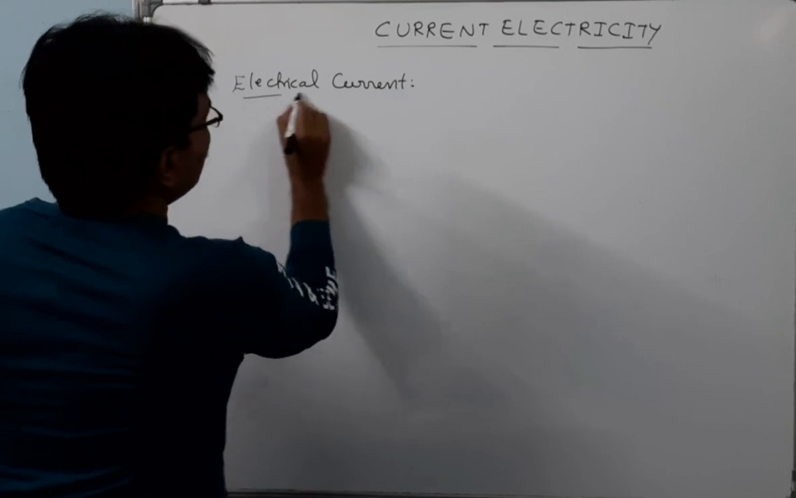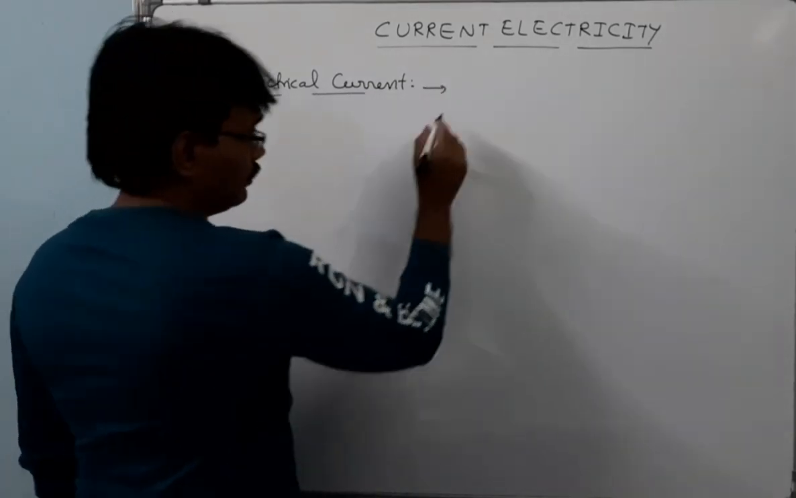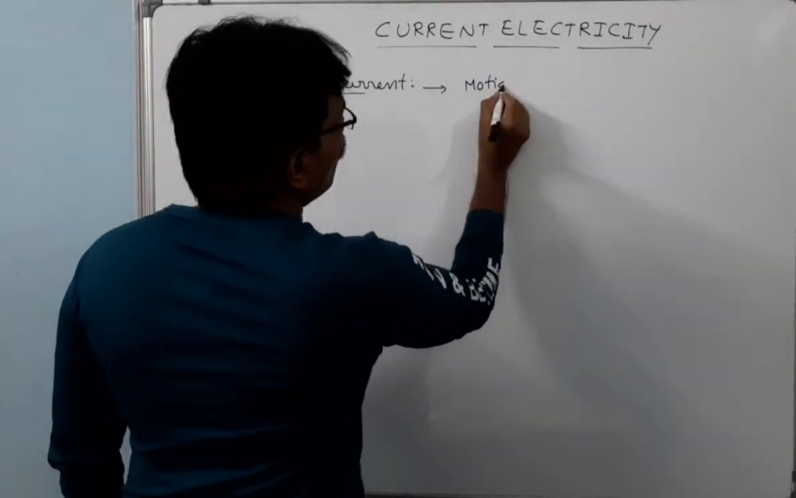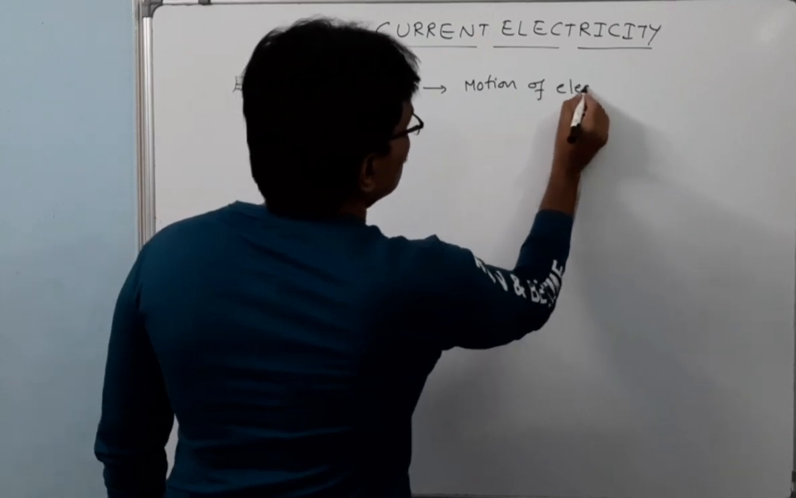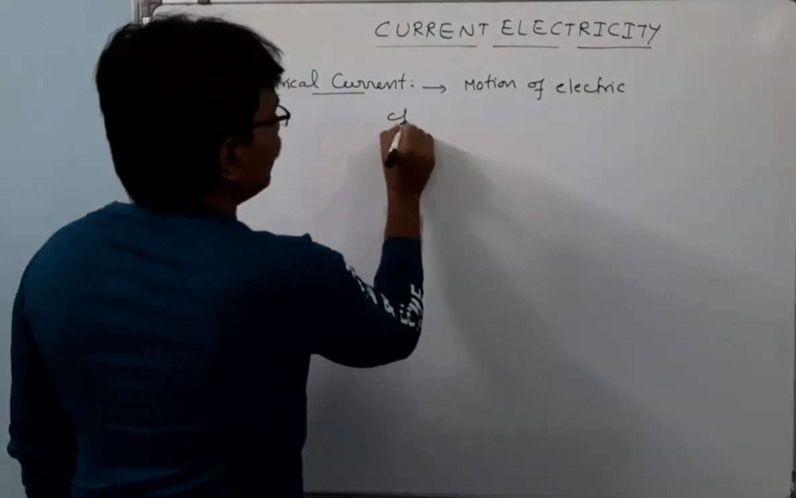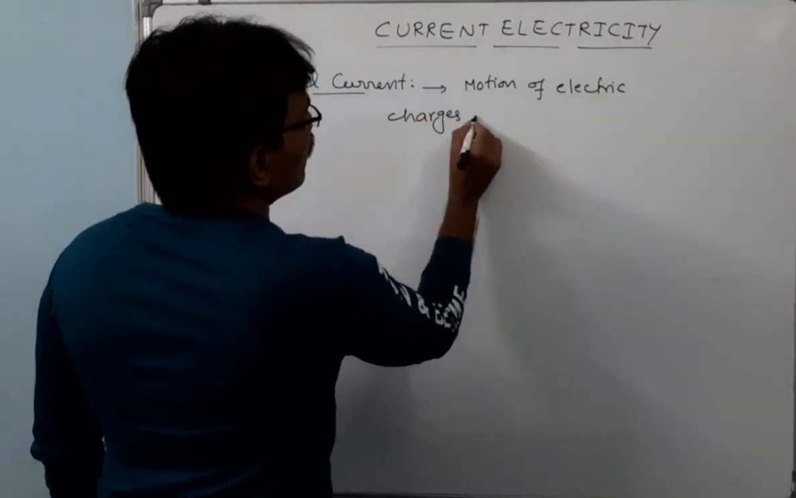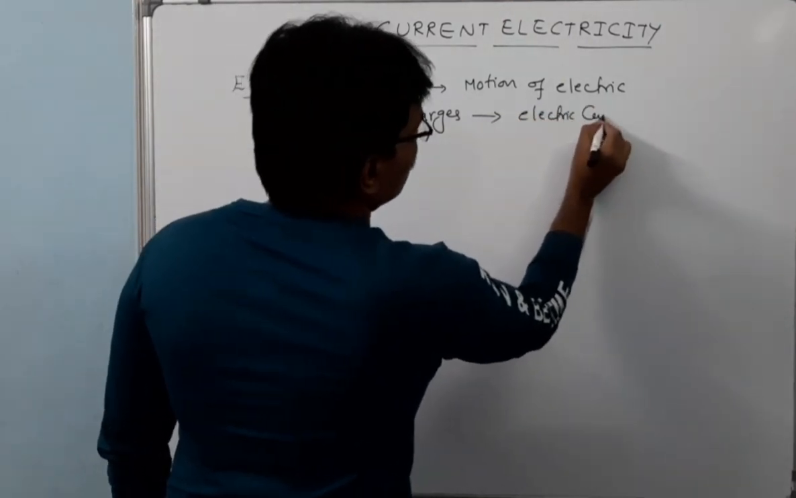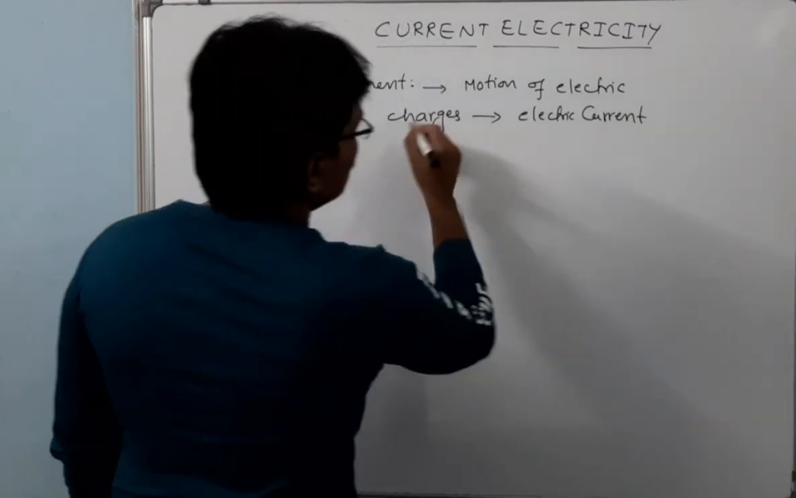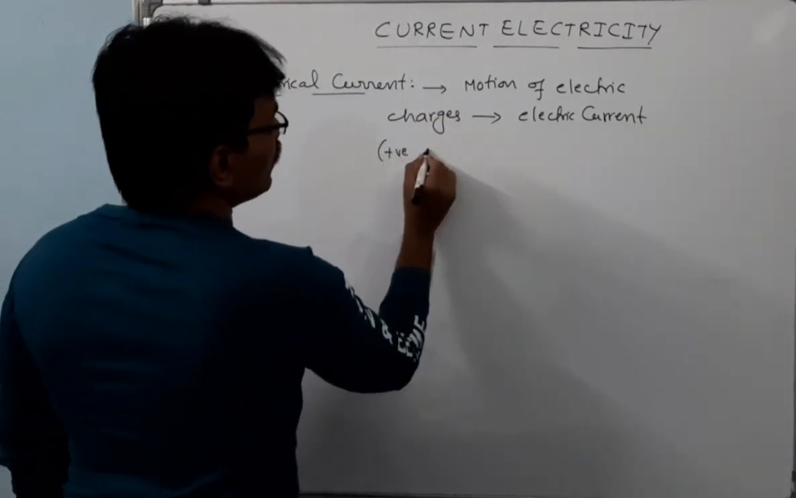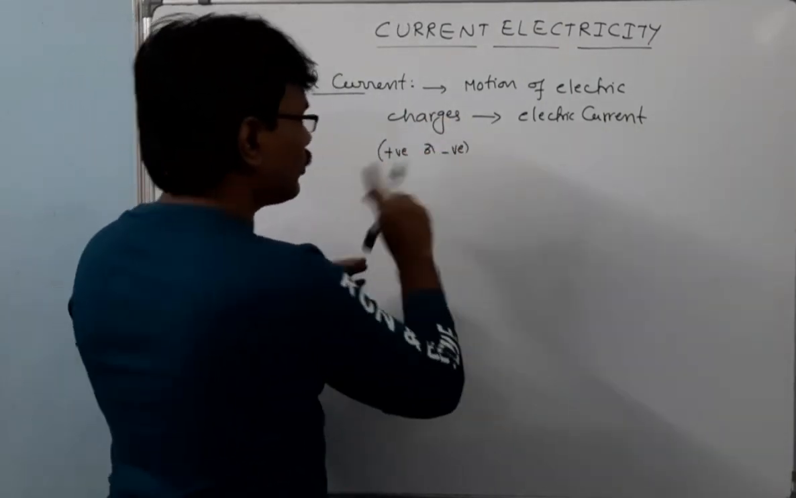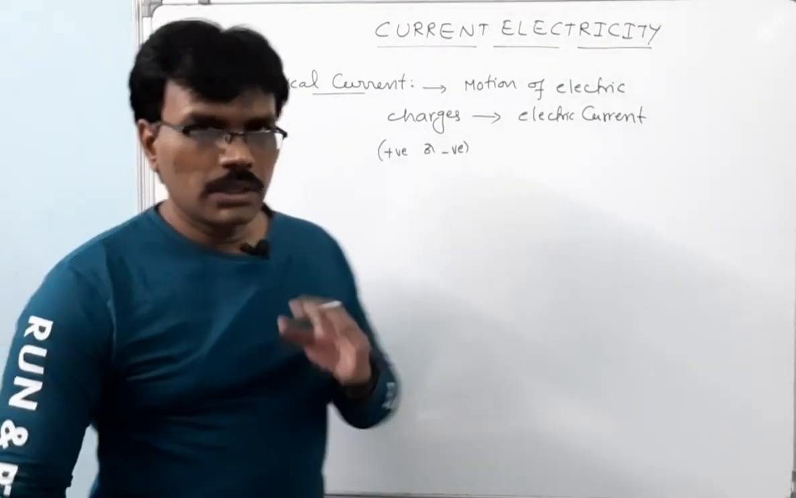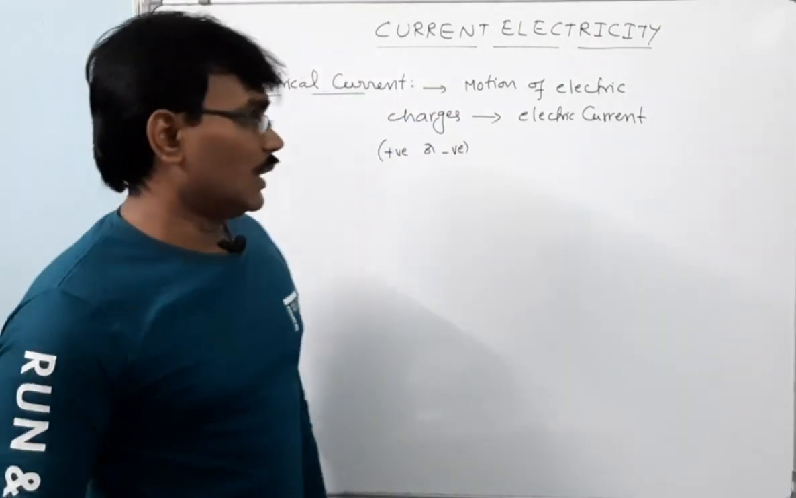See, electrical current is the motion of electric charges. Motion of electric charges gives electric current. And these electric charges can be positive charge or negative charge. So the motion of both types of charges will give us electrical current, right?